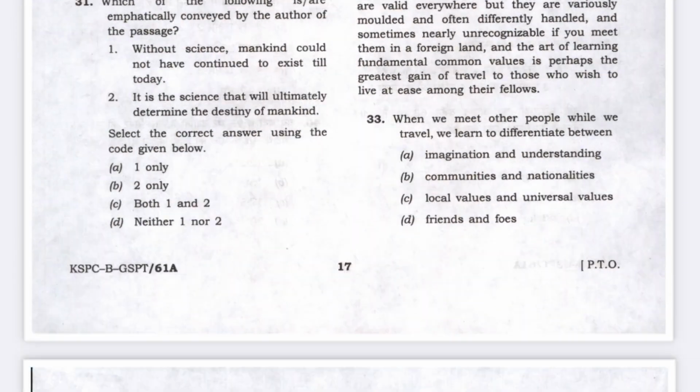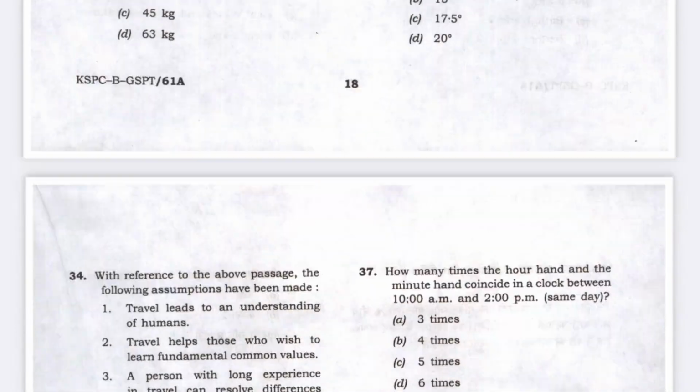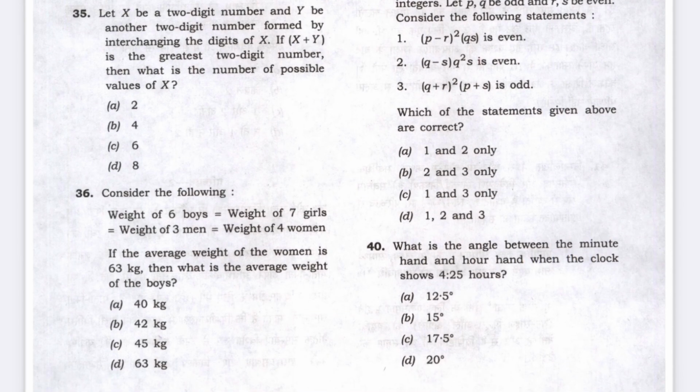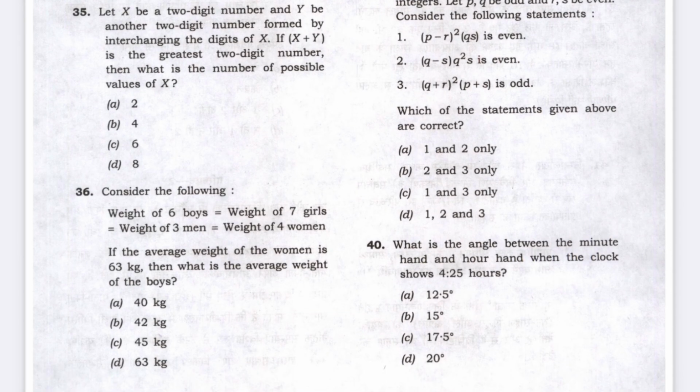31 is reading comprehension. 32, 33 is also reading comprehension. 34 is reading comprehension. Okay, so 35: let x be a 2-digit number and y be another 2-digit number formed by interchanging the digits of x. If x plus y is the greatest 2-digit number, then what is the number of possible values of x? So this is the question we have, number of possible values of x.